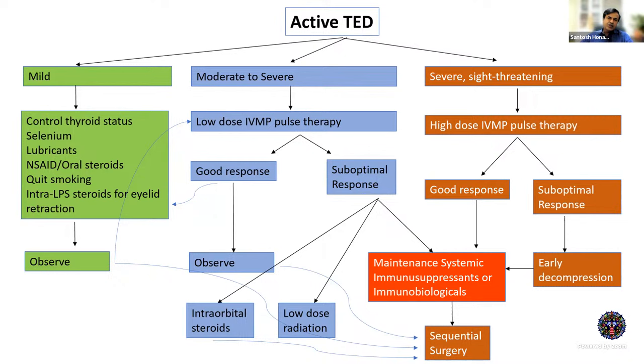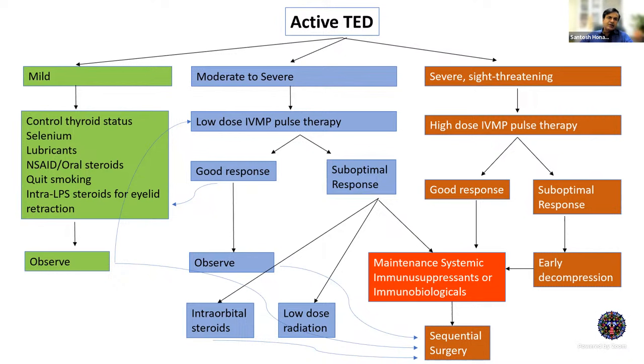If it is moderate to severe severity with active disease, then low-dose intravenous methylprednisolone pulse therapy; good response, observe. Suboptimal response, then you can go to intraorbital steroids, low-dose radiation, which I don't personally advocate, maintenance systemic immunosuppressants or immunobiologicals, and then finally sequential surgery.